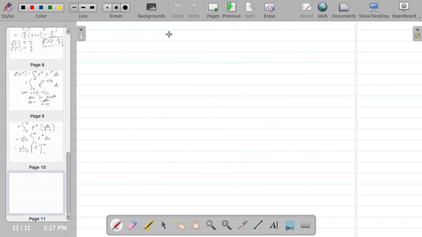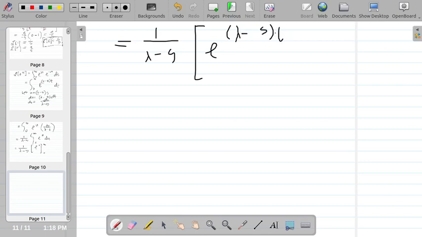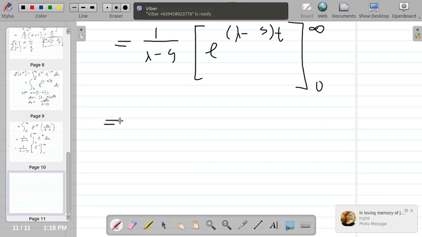Next is substitute the value of e^u. So equals 1 over lambda minus s, e to the power of u, where the value of u is equal to lambda minus s multiplied by t, with limits from 0 to infinity. So substitute the infinity and 0.